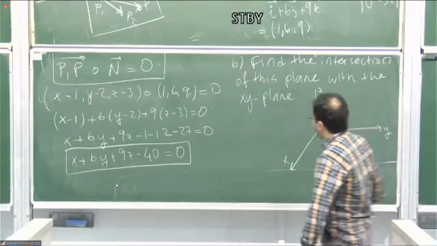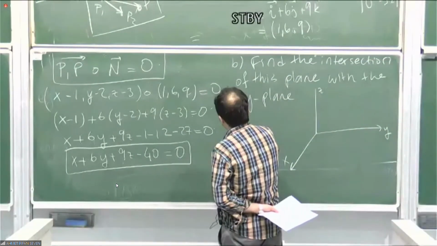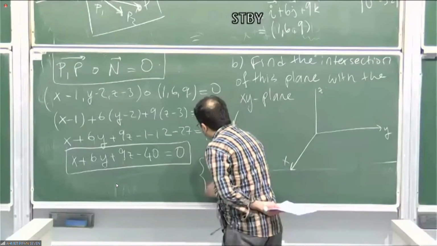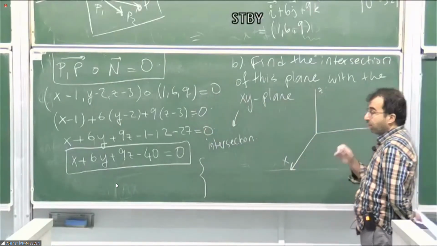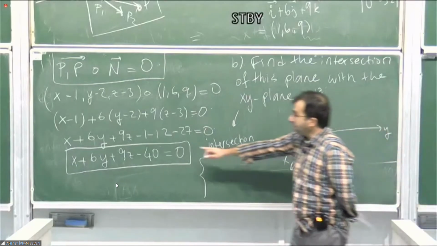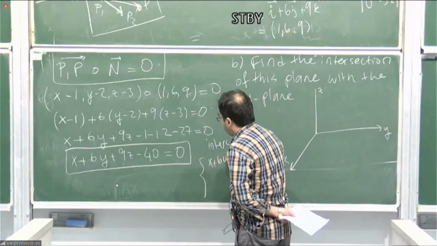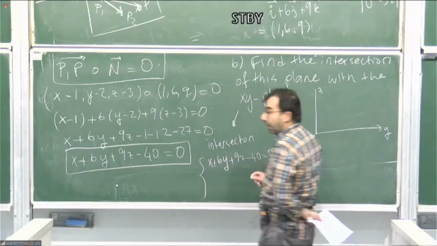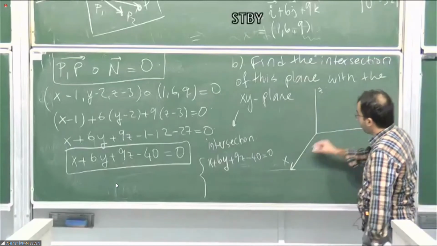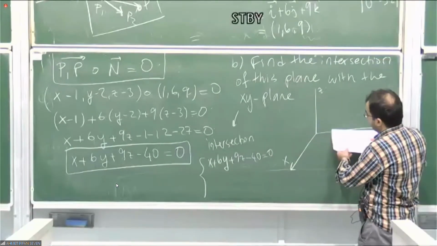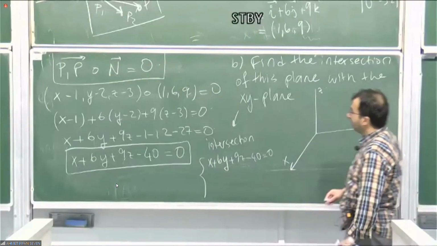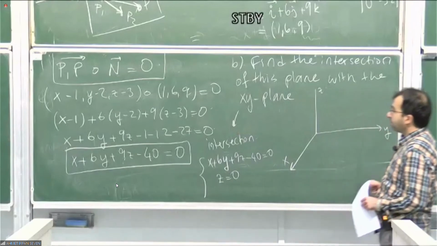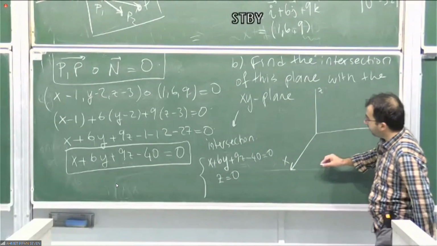Okay, so how do I find this intersection? It will be the set of points which are on this plane, so the points satisfying this equation, and which are also on this xy plane. So you know xy plane is this one, perpendicular to z. What type of points are these? So they are the points where z coordinate is 0, right?